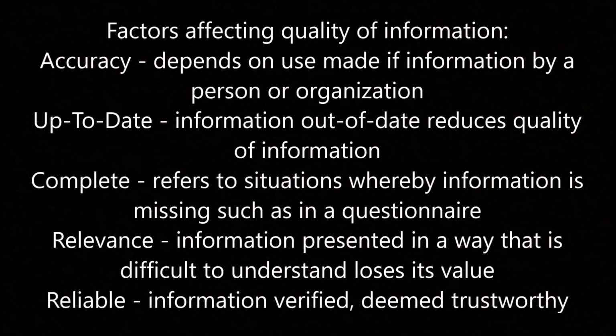Factors affecting quality of information. Accuracy depends on the use made of the information by a person or organisation. If it's up to date, then information that is out of date reduces the quality of information. Completeness refers to a situation where information is missing, such as in a questionnaire. Relevant. If the information is presented in a way that is difficult to understand, it loses value. And reliability. If the information is verified, then it's deemed trustworthy.